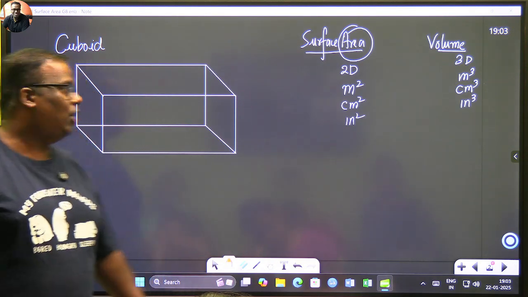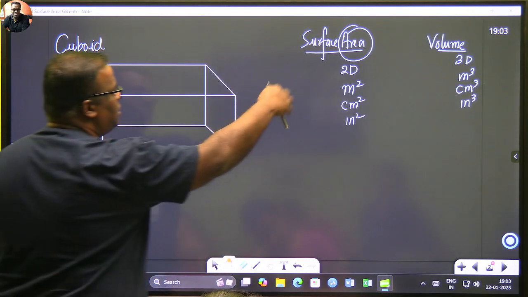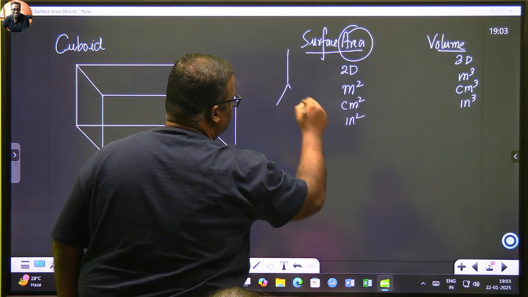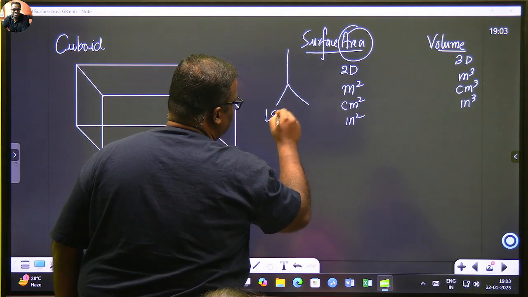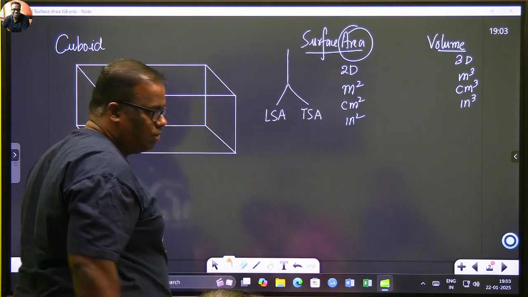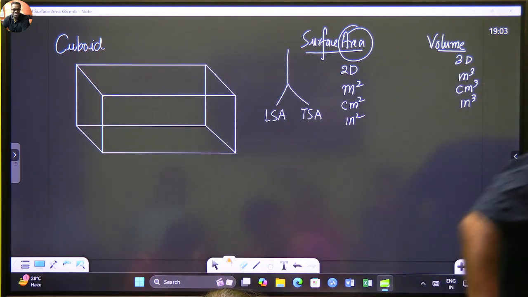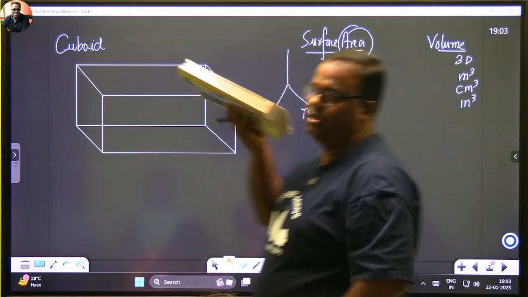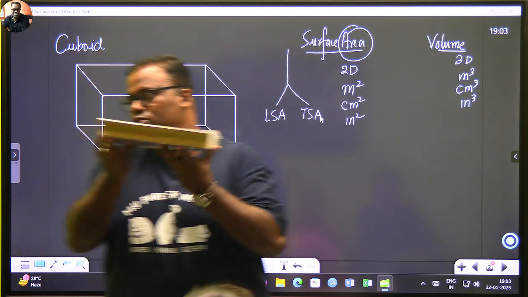Now, when we talk about surface area, for every shape we will come across 2 types of surface area. One we call the lateral surface area, and the other the total surface area. Well, I've got a book that is the best way to make you understand. Now this book is like a cuboid, like a shoe box.